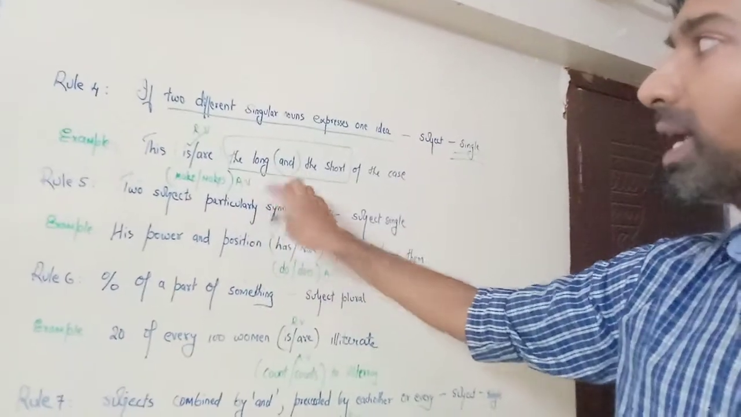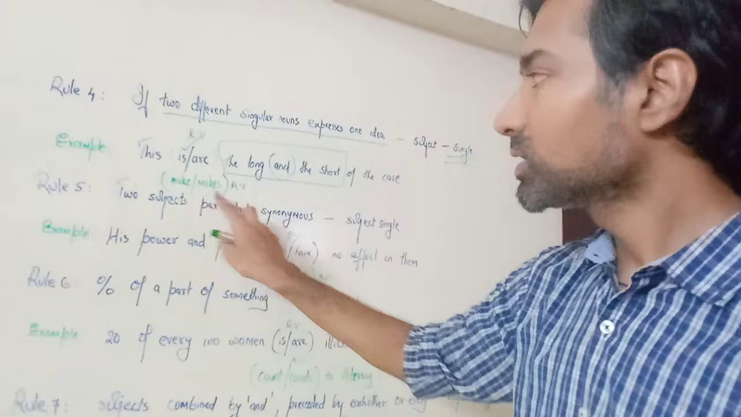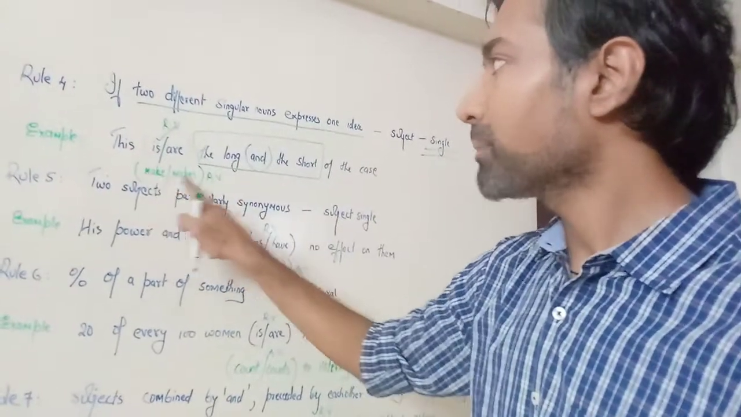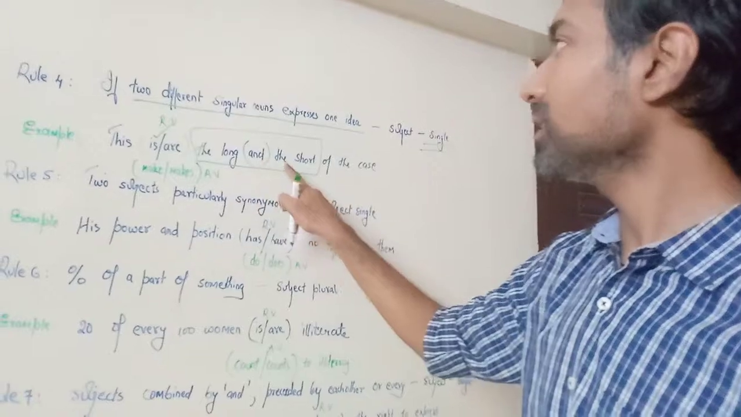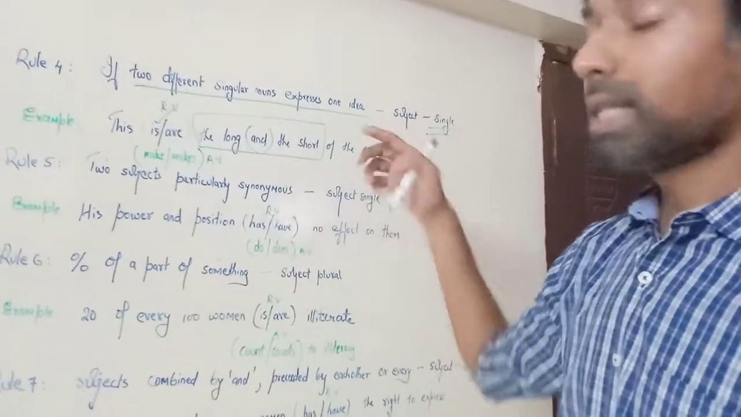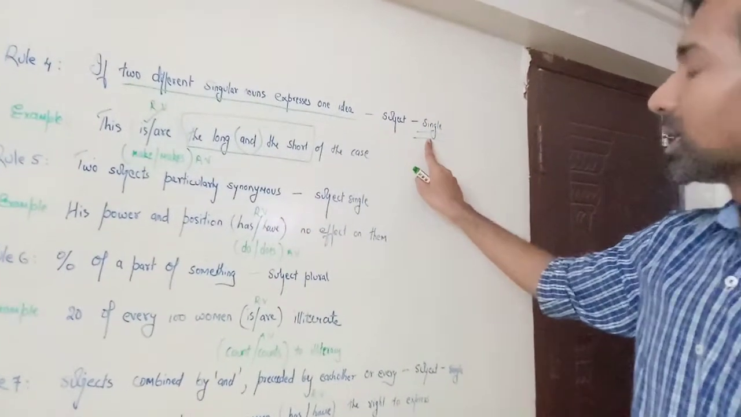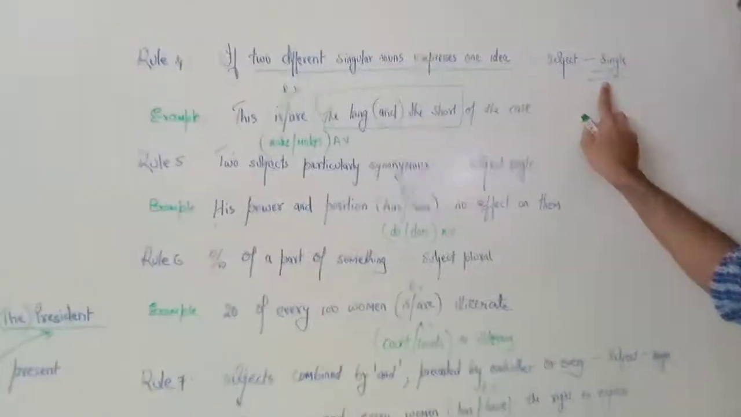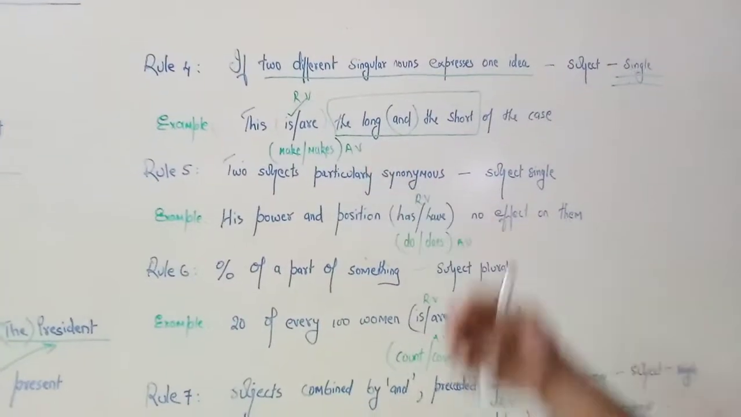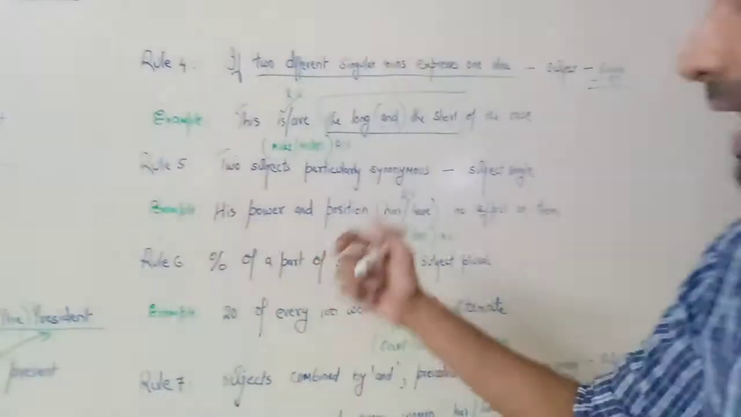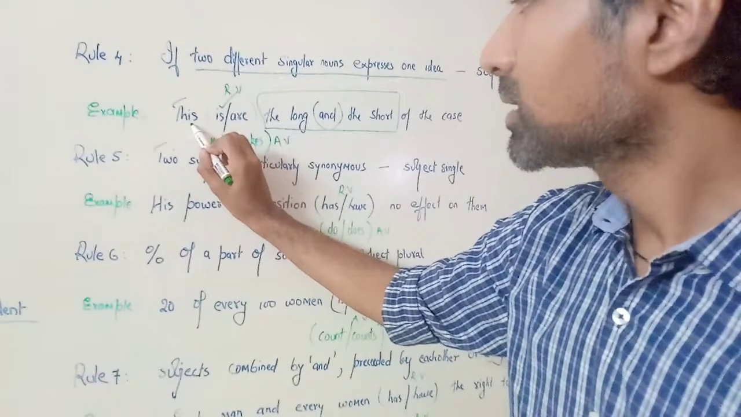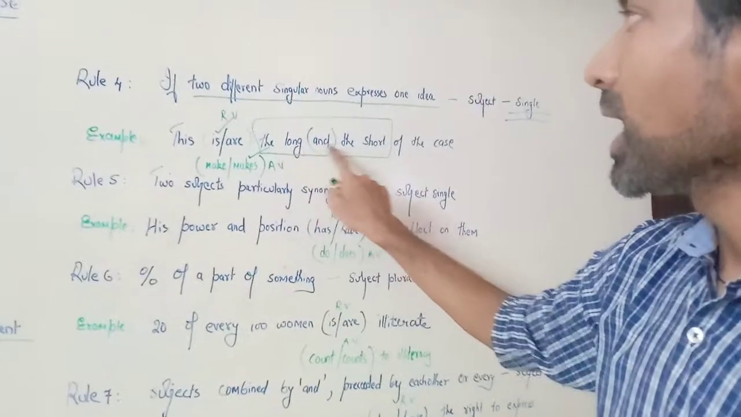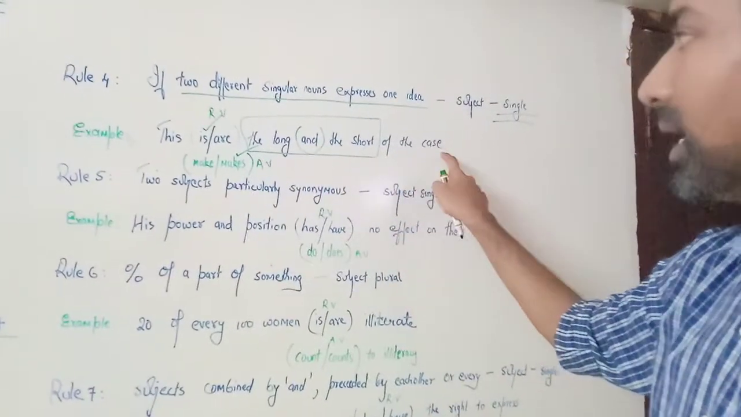If I had to make it an association with an action verb, I would rather make it this makes the long and the short of the case. Now, when the subject is single, I am sure you are now aware that if the subject is single, the action verb will be with an S. Right. So the answer would be this makes the long and the short of the case.